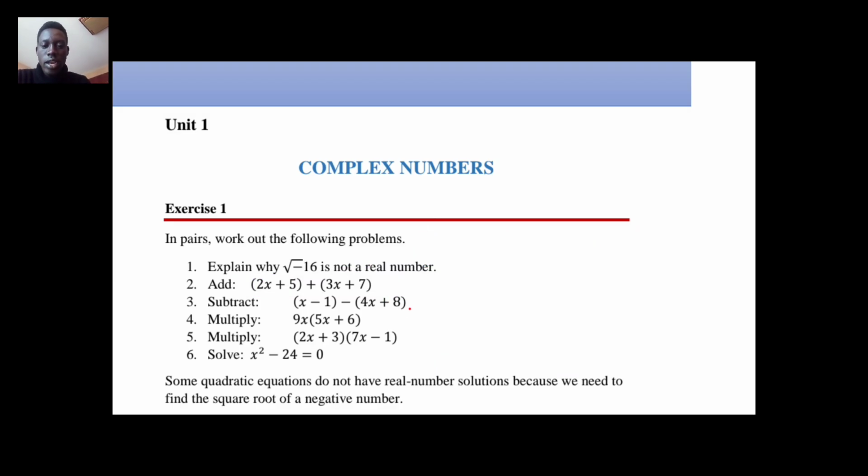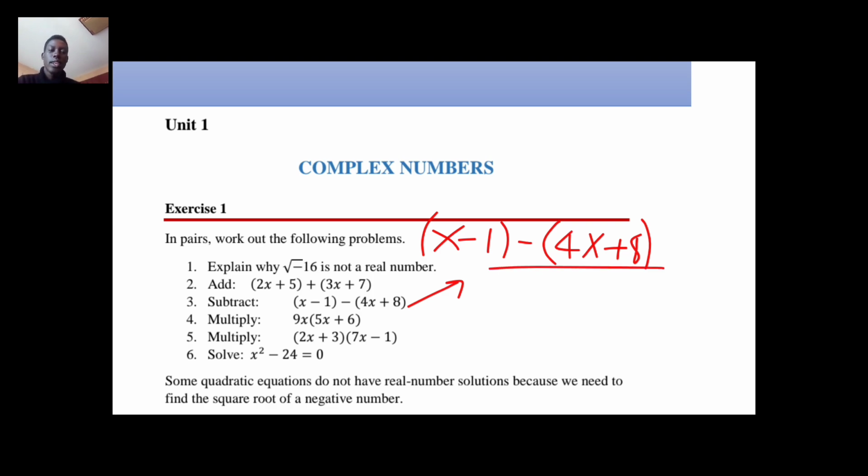Okay, what about this here? Here you have x minus 1, then minus 4x plus 8. What you do here, you first open the bracket. So after opening the bracket, then you will make your operation. When you open the bracket here, you will have x minus 1. For the case of this, it will affect the sign inside here. It will affect those signs inside.